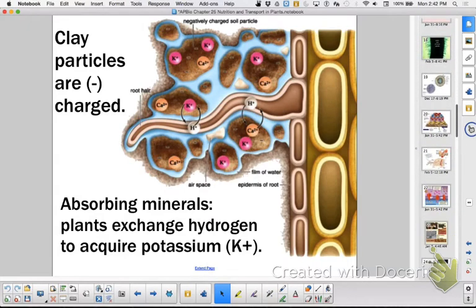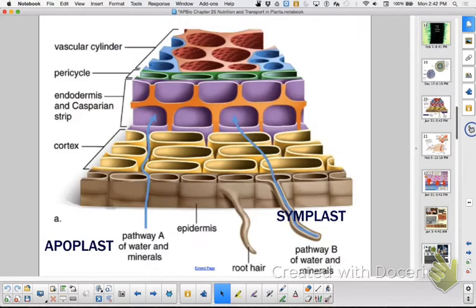I'm just going to jump to that, and then I'll come back to those other pictures. We talked about the apoplast and the symplast. Which one goes between the plant cells? Apoplast. And if you go from one living cell through the plasmodesmata to the next living cell to the next living cell, that is the symplast.